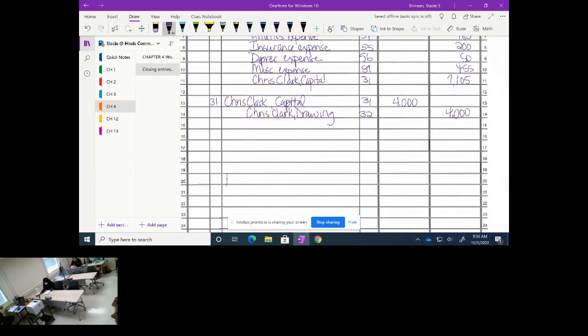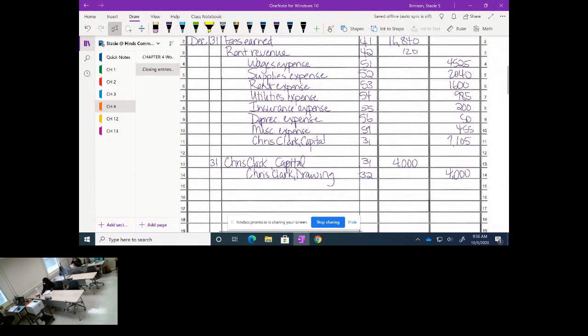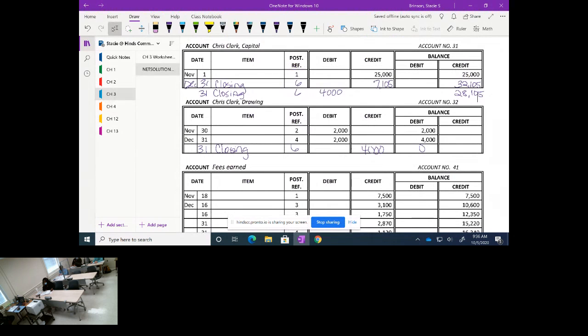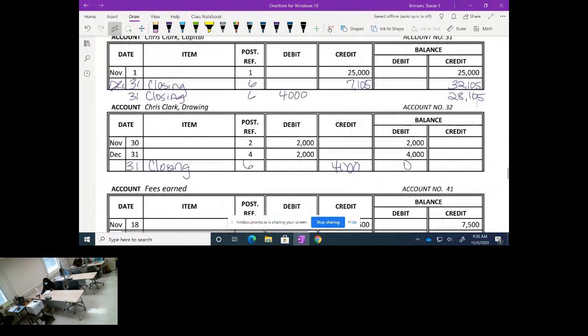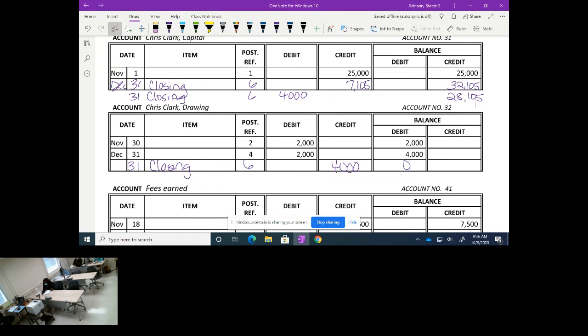Okay, anybody need to look at anything on the ledger? The capital on the ledger? Everybody else got everything? Yeah. Okay, so y'all see what we're doing. We're trying to make everything 0. And what we're left with is capital and everything above it.